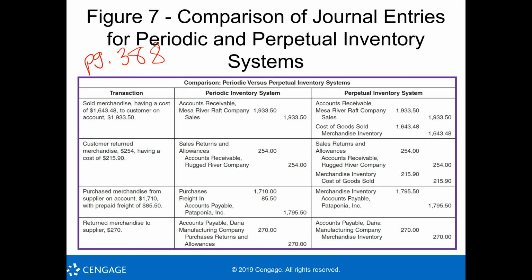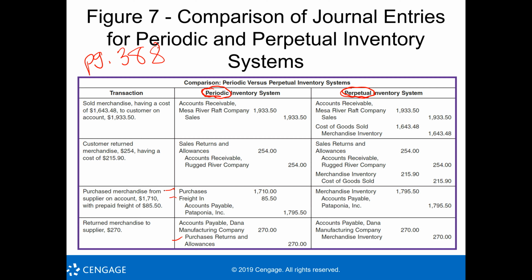So if you want to look back at this, I'm not going to go through every line here. But again, it shows you what the transaction would look like with the periodic system, and then what it would look like with the perpetual system. So that's maybe a good thing to study. You see here that we've got the freight in account, the purchase returns and allowances account, the purchases account. Remember, we don't use those in the perpetual inventory.